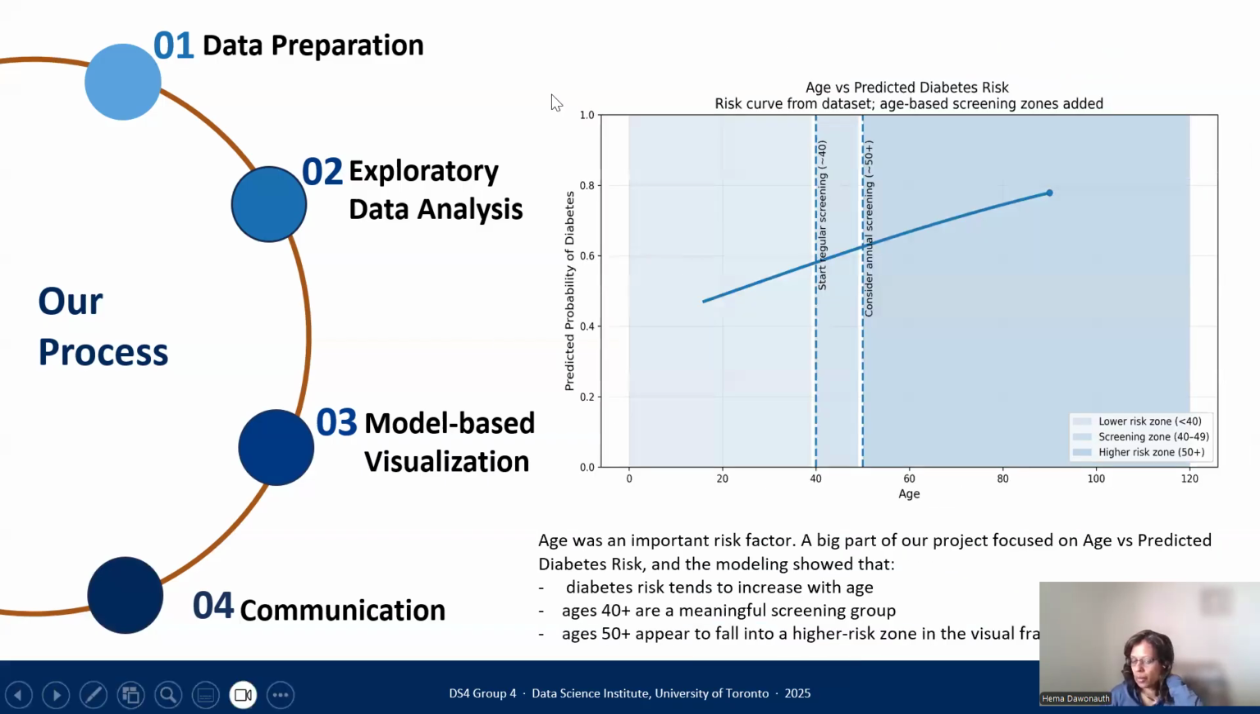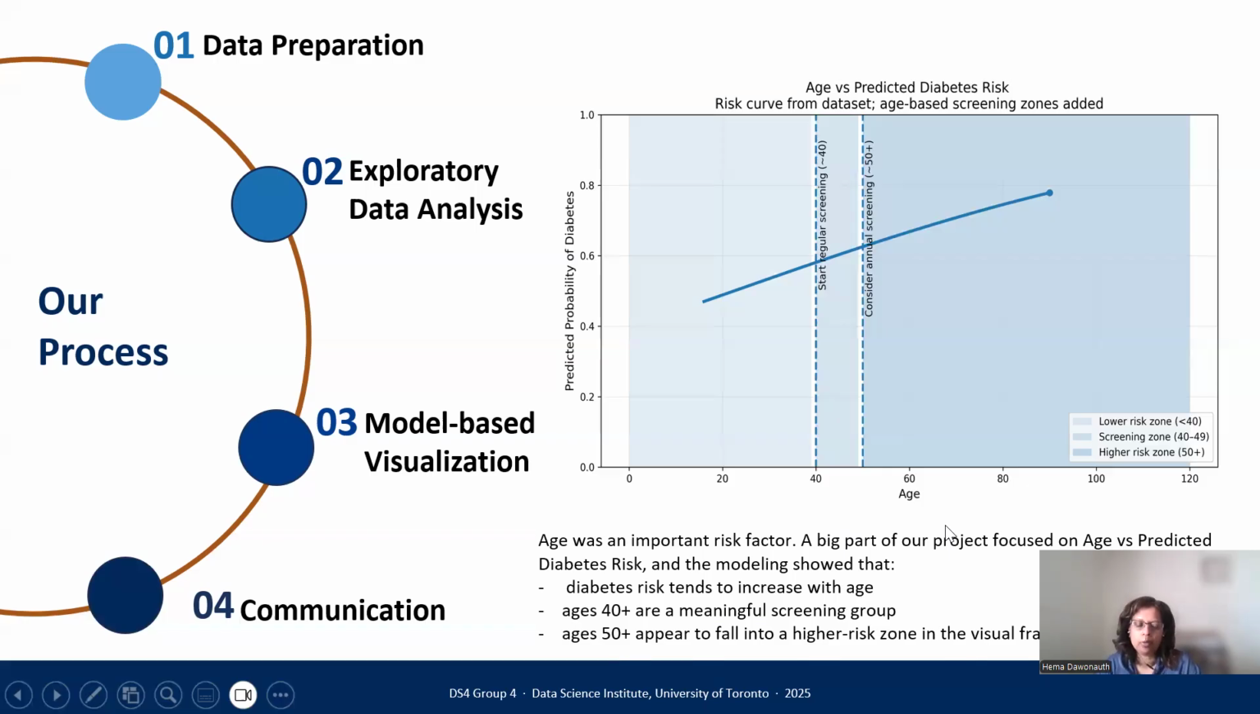From our analysis, we found age is another important factor. After 40, the risk increases drastically, so it's good to start regular screening after 40 years old, and it keeps rising after 50, so after 50 you should be doing a yearly screening. The modeling shows diabetes risk tends to increase with age, 40 plus is a meaningful screening group, and age 50 plus appears to fall into a higher risk zone in the visual framing.